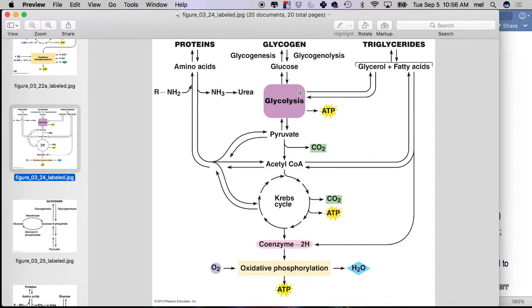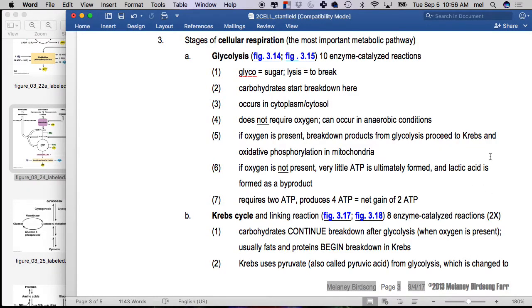So I know you memorize, for those of you who are memorizers, that cellular respiration happens in the mitochondria, but that's only kind of true. Like the second two steps of cellular respiration happen in the mitochondria. The first step happens in the cytoplasm or cytosol. Okay, this is where your carbs start breakdown. It does not require oxygen. It can, and it does occur in anaerobic conditions.